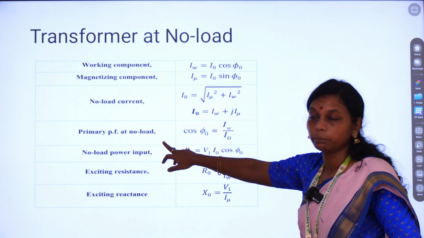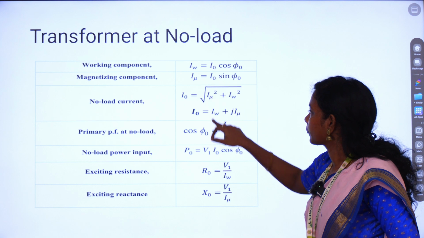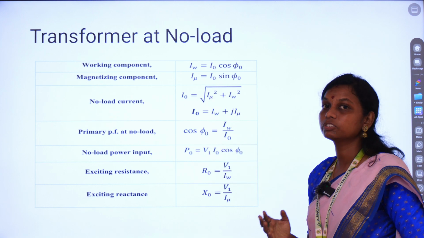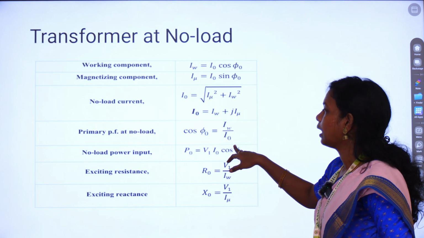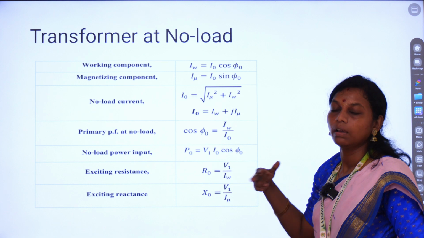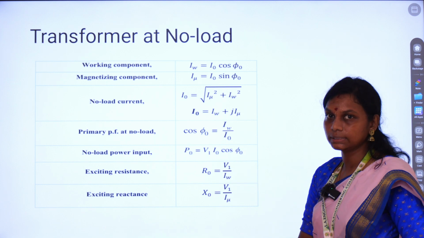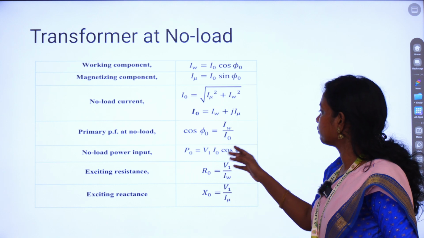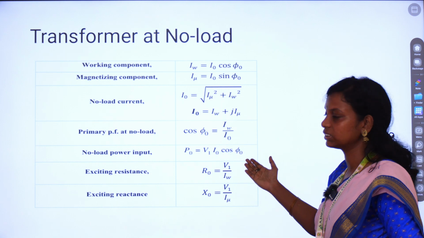What is the power factor at no load? It is cos phi naught, and if you are going to find any angles in the equivalent circuit, which will be used in the phasor diagram, it will be IW divided by I naught. If it is load power, we already know P is equal to V into I. Whether it is a DC or AC circuit, it is an AC circuit, so it will have cos phi. The angle will differ, so it will have cos phi naught.